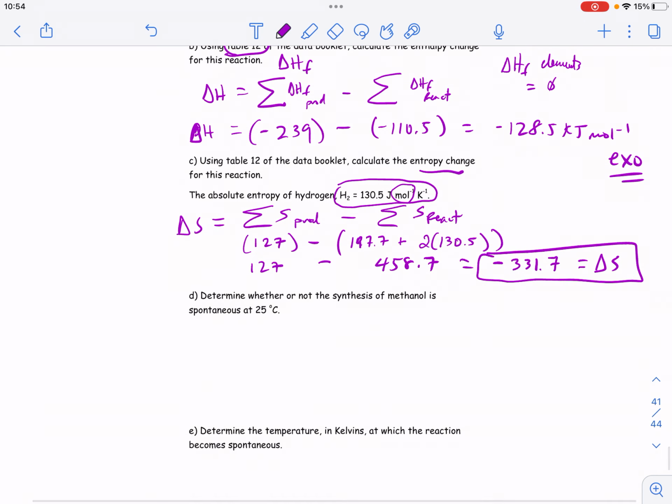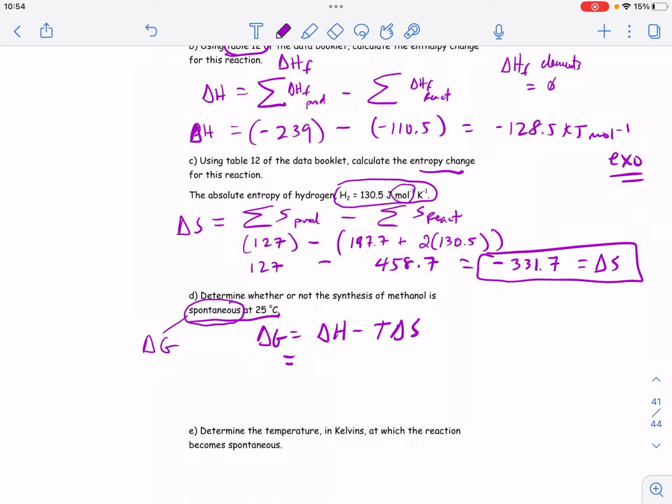Okay, determine whether or not the synthesis of methanol is spontaneous at 25 degrees Celsius. So any question about spontaneous is a question about delta G. So they want us to calculate delta G. And if it's negative, then we say, yeah, it's spontaneous. And if it's positive, then we say, no, it's not spontaneous. So delta G is delta H minus T delta S. Okay, so I just plug in my values now.